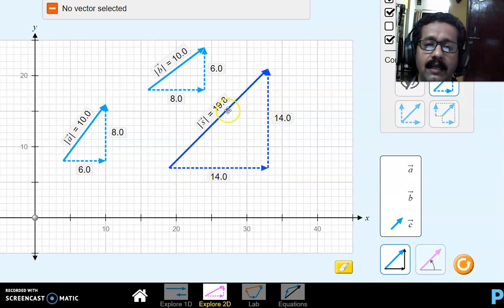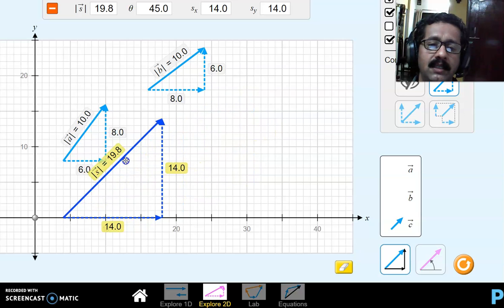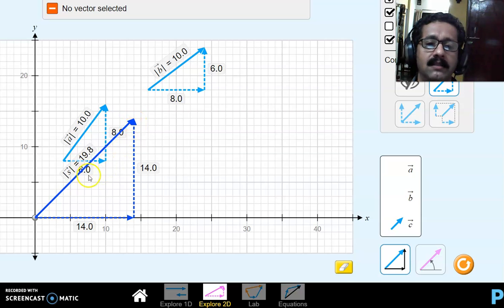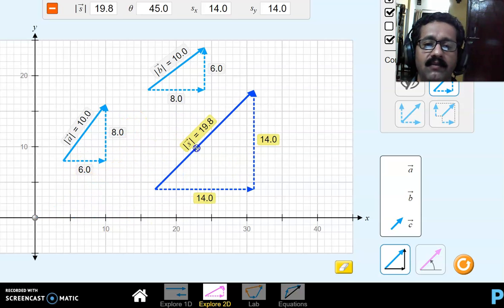Now whether it is right, I can take this vector to the origin and see if it's matching. It has to be 14 units along the x-axis. Yes, it's 14 units here. And it has to be 14 units along the y-axis. It is 14 units along the y-axis. So that's how I can have this.